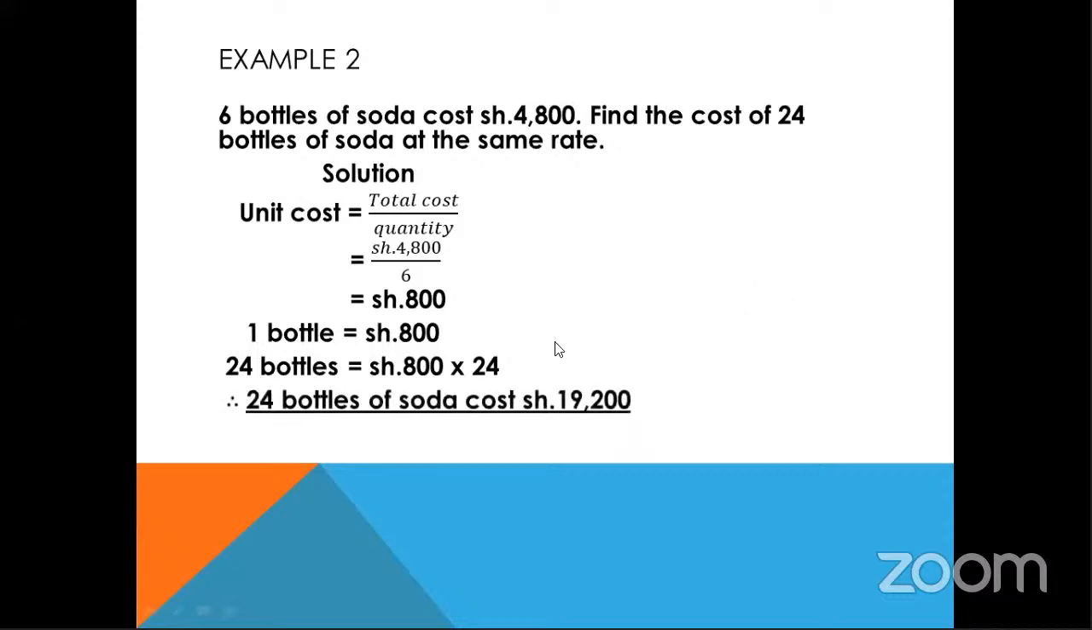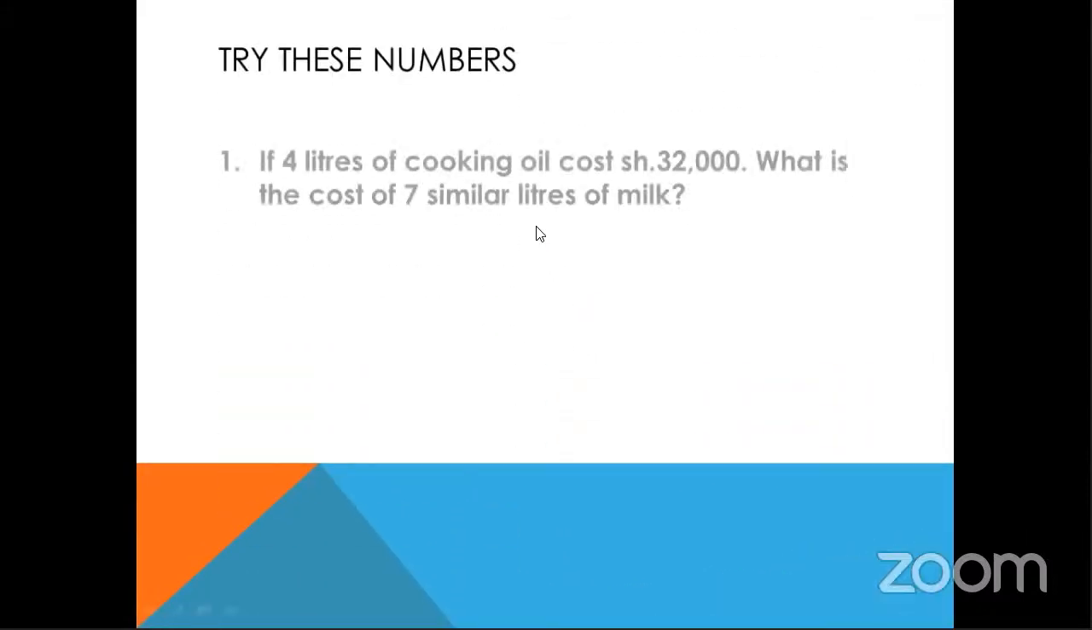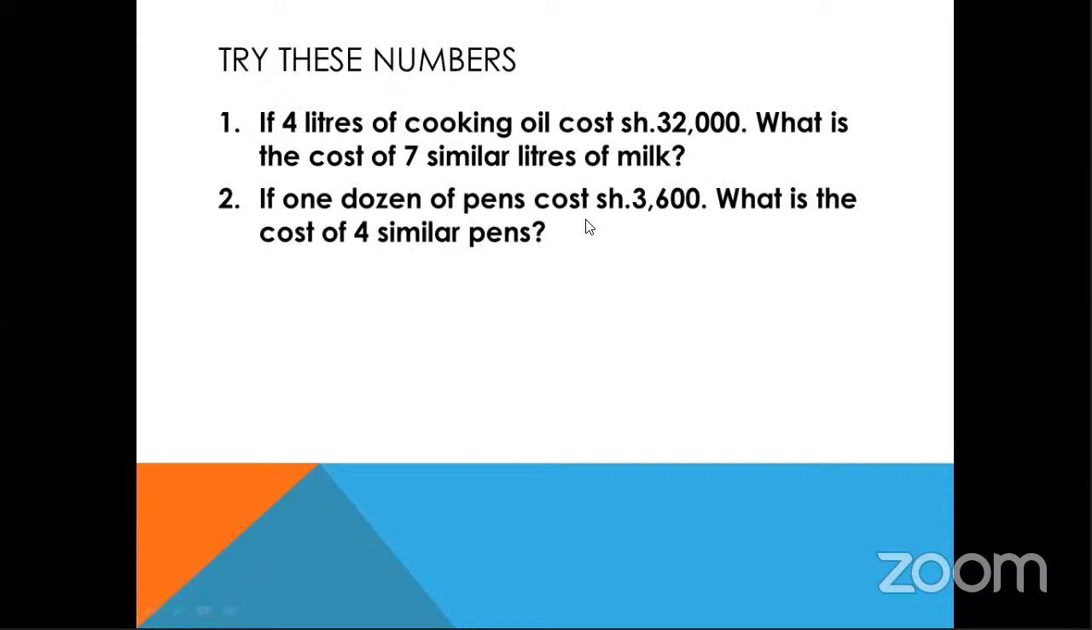So that is how we have got the cost of 24 bottles. I want you to try these numbers. You just copy these numbers and try them at home, but they are also in our Google Classroom. Because of time, I just wanted us to end there. Today we joined a bit late. We had some problem, but at least we have learned something.